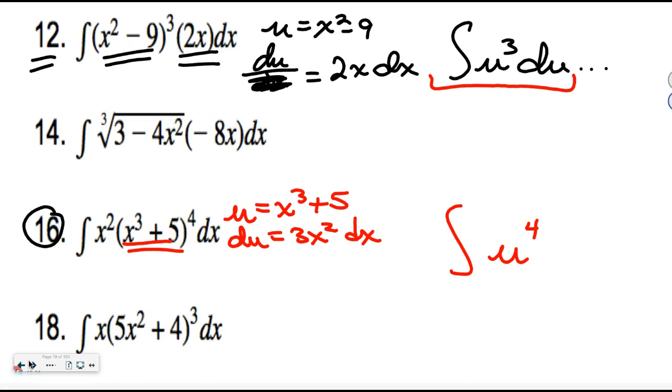So let's go back over here. I have to look at the rest of this integral. I'm underlining it 5 times here. This is u to the fourth. This is not 3x squared dx.